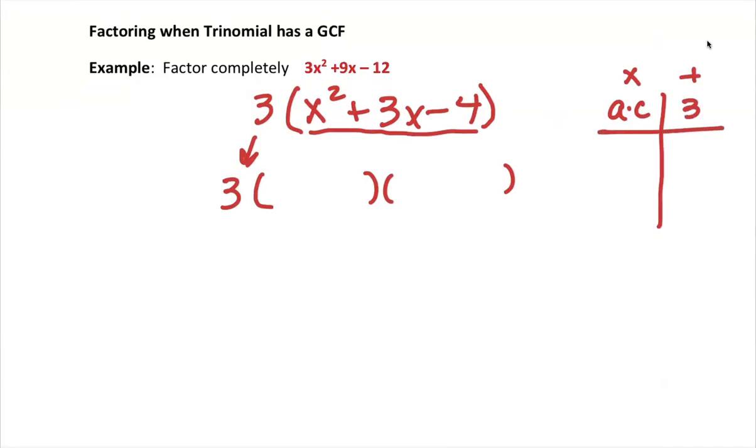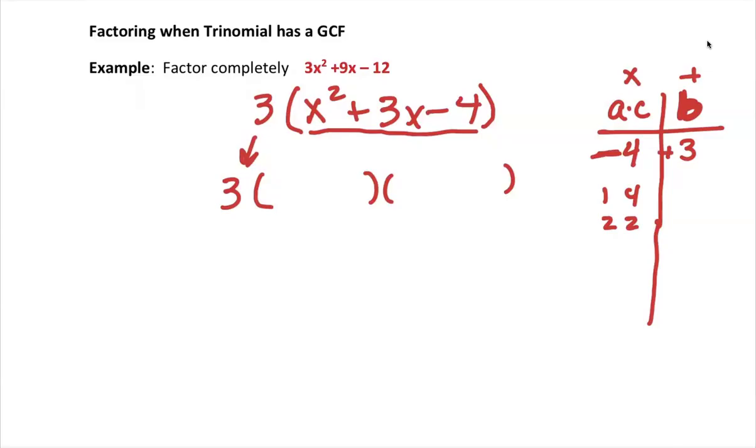A times c is 1 times negative 4, which is negative 4. Our b is 3. So 1 times 4, 2 times 2. And this one could be either way. So which pair of these could we add and multiply to negative 4 and add to 3?